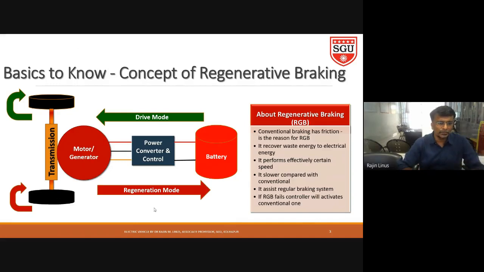Then, as we already know, we use a boost converter for regenerative braking. Kindly go through the basics of the boost converter. I am not going to explain any basics of the boost converter. I am going directly to the simulation part.